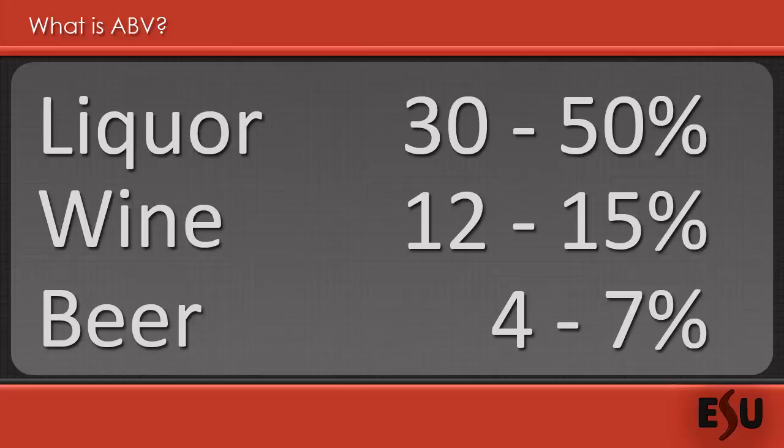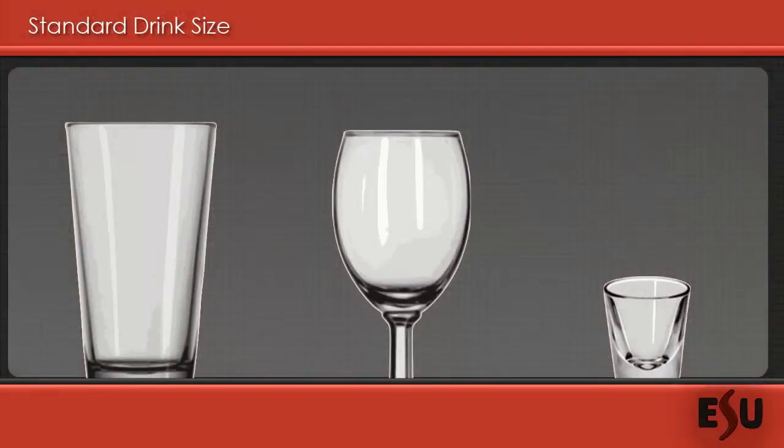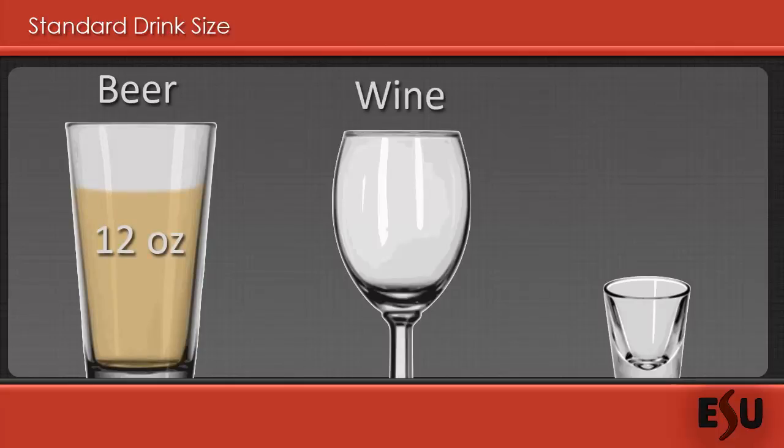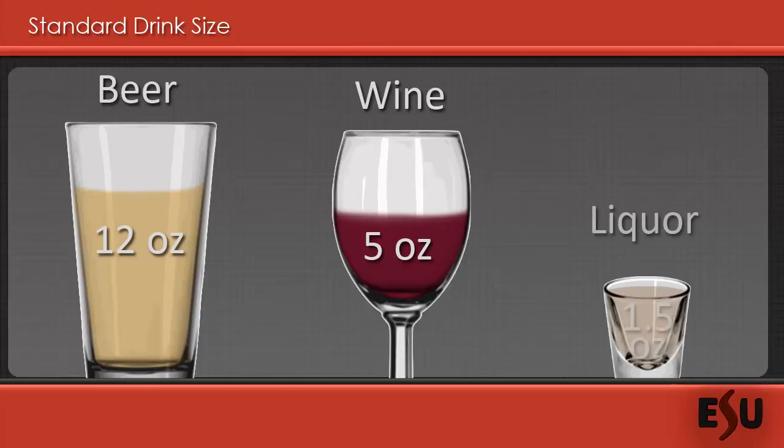Since the percentage of alcohol varies for different types of drinks, the standard drink size of each type varies as well. For beer, the standard drink size is 12 ounces. For wine, the standard drink size is 5 ounces. And the average drink size is 1 to 1.5 ounces for liquor. Of course, this is based on standard alcohol content beverages.